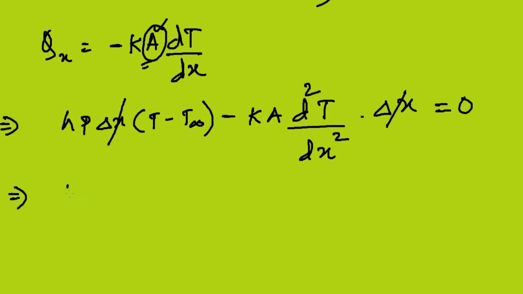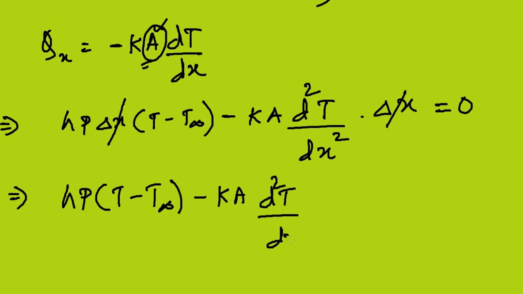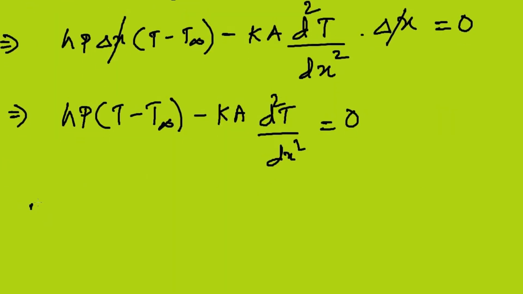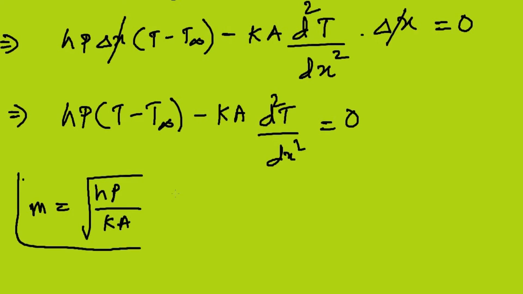So what we have is hP times (T minus T infinity) minus kA d²T/dx² equal to 0. Now I will assume m equals root of hP by kA. This is what I will assume. You will see later that it will make the solution of the equation easy. That is why I am assuming this.